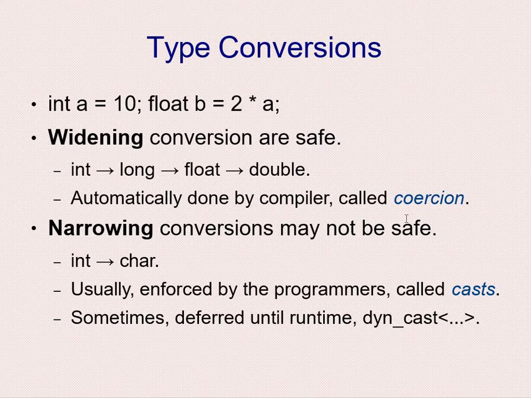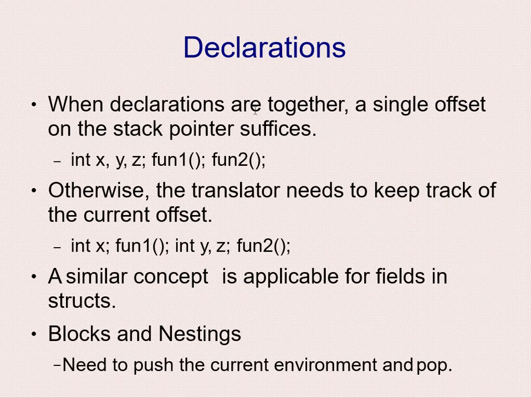Now we will see declarations. When declarations are together, a single offset on the stack pointer suffices. Suppose we declare integer x, y, z and then call function 1 and function 2. Otherwise, the translator needs to keep track of the current offset, for example integer x, function 1, integer y, z, function 2. Like this manner, we may also declare.